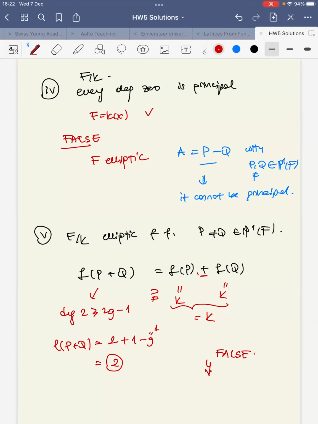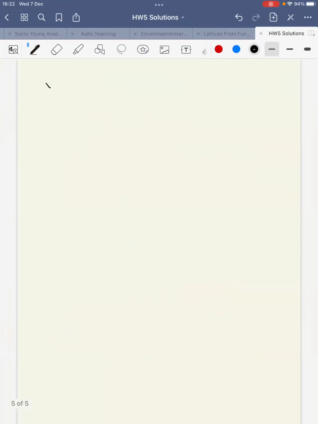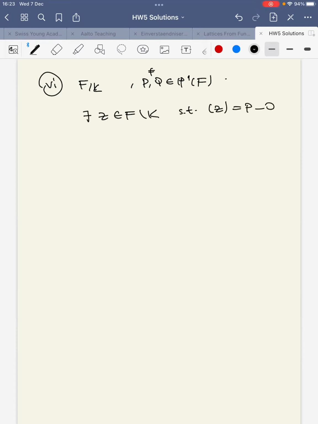And in the last statement, actually, this is another way of asking the third statement. It is claimed that for a function field F over k, if we are given two distinct rational places, here we suppose that there exists a non-zero constant whose principal divisor is exactly P minus Q.